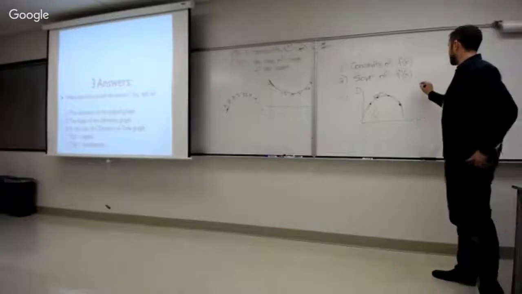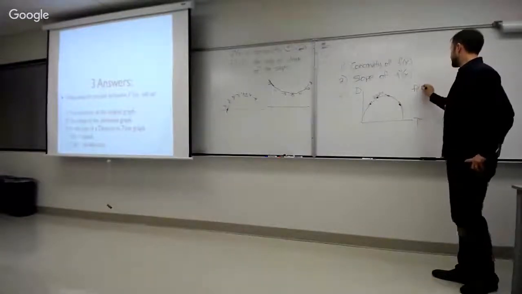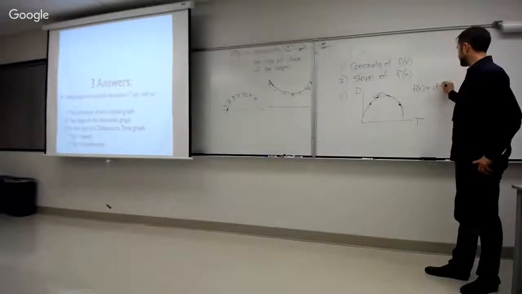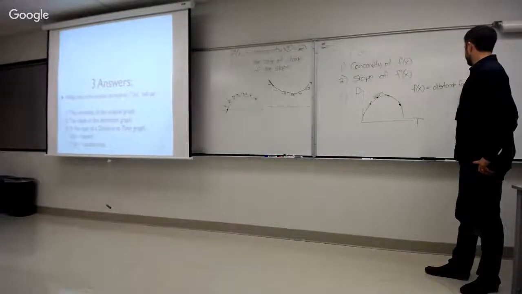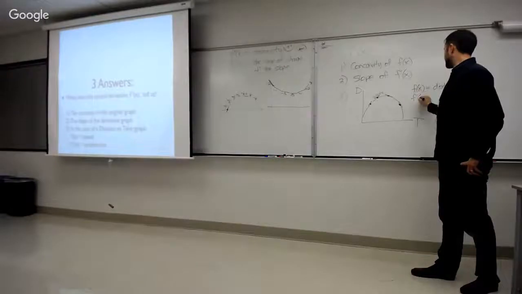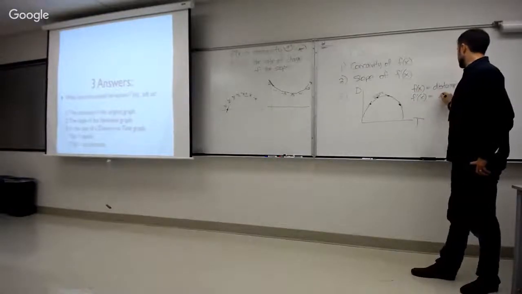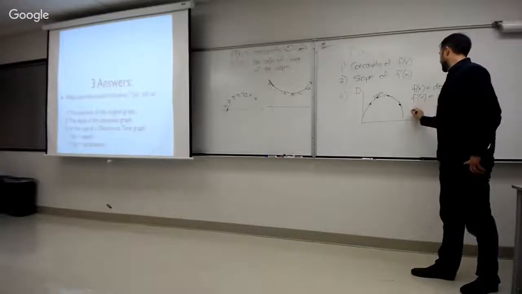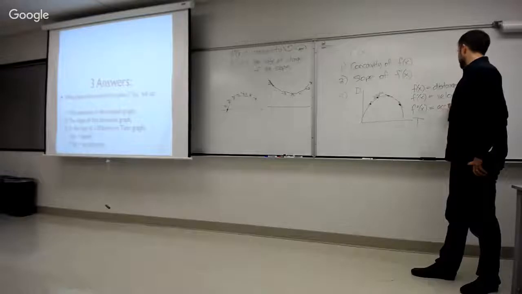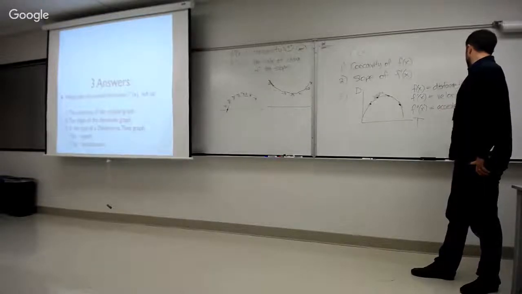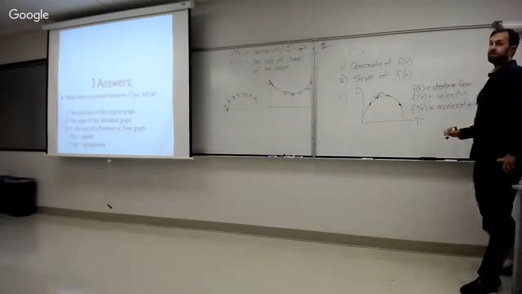And so if f of x represents distance from home, and f prime of x tells you your velocity at the moment, f double prime of x actually represents your acceleration in your vehicle.